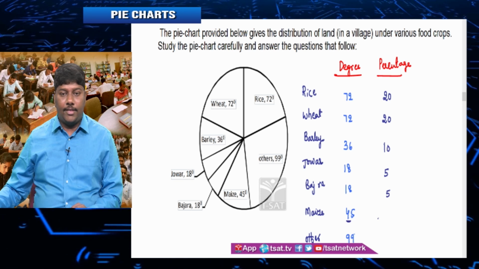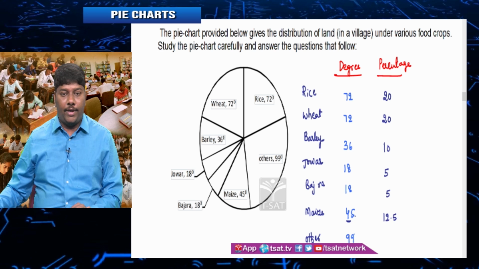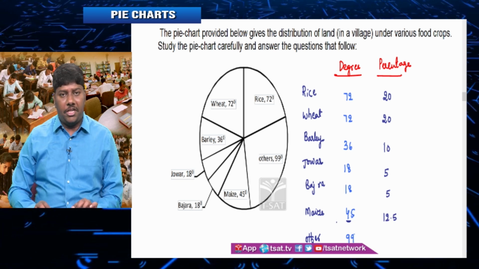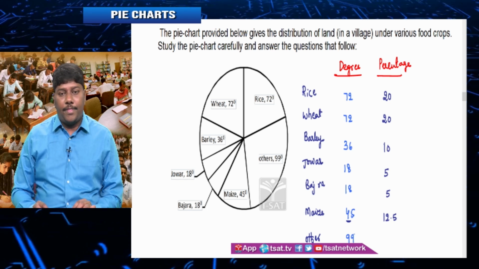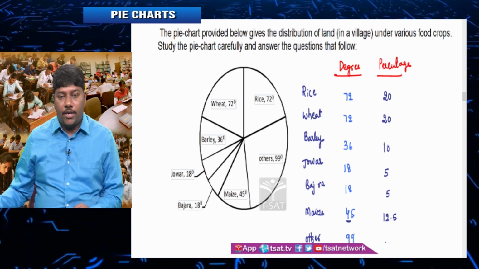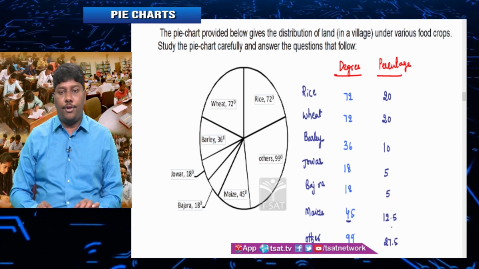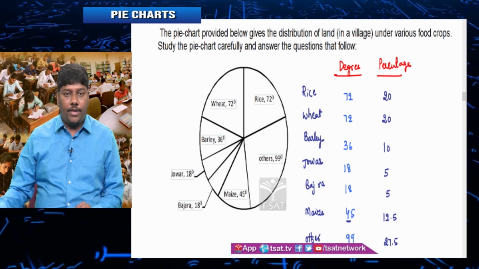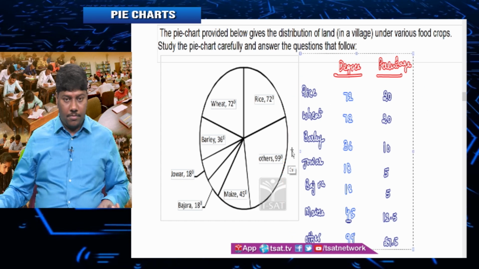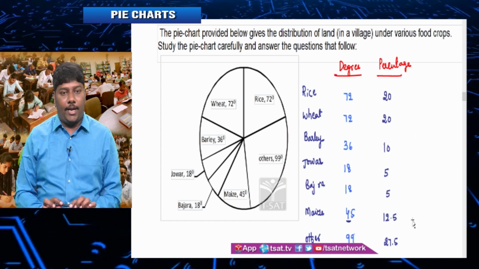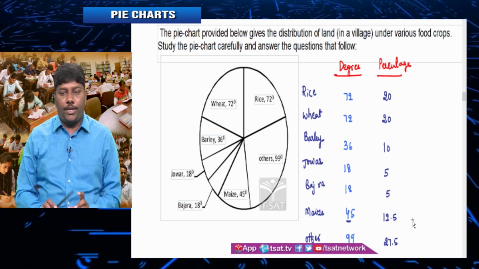This is 36 plus 9, 10 plus 2.5, 12.5. I told you in the beginning how we convert 45 and 99. When you look at 99 also, 90 means 25%, 9 means 2.5%. Therefore, 25 plus 2.5 gives me 27.5%. In terms of percentage, if you add everything, it's going to be 100%. Now, this data is very, very important for us. So, before we look at the questions, we need to have this data handy. Now, we don't need to go back to the graph because we have all the data which we required.